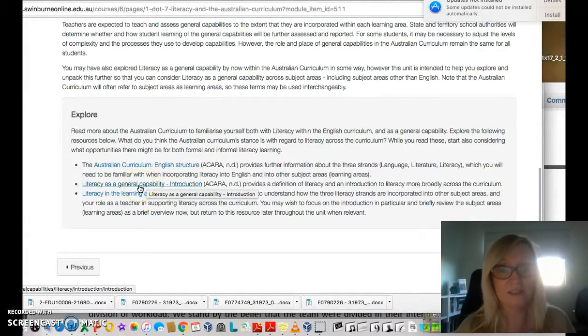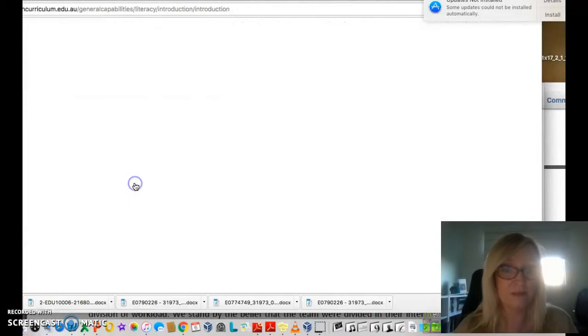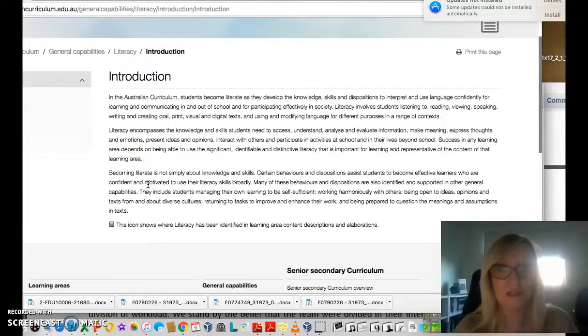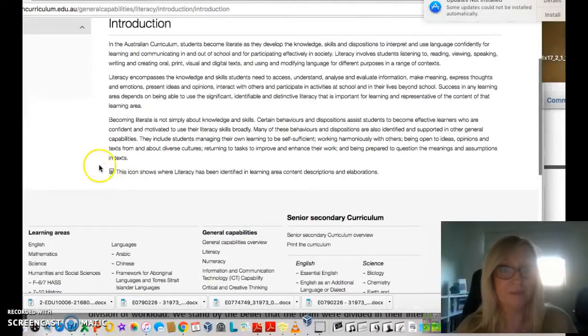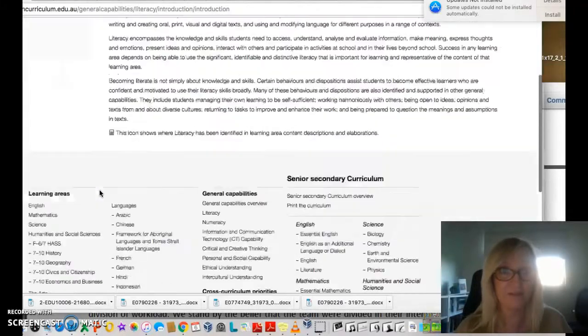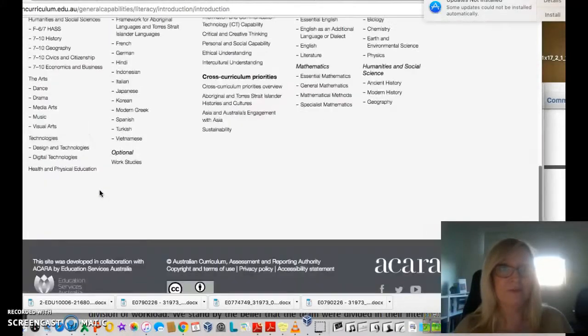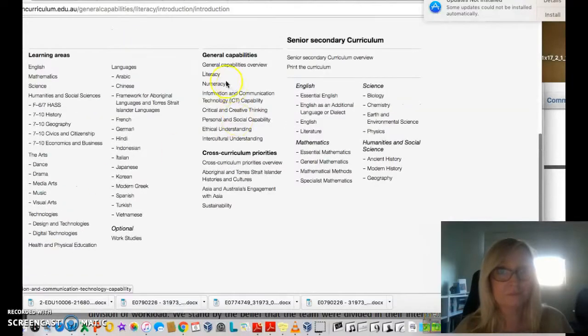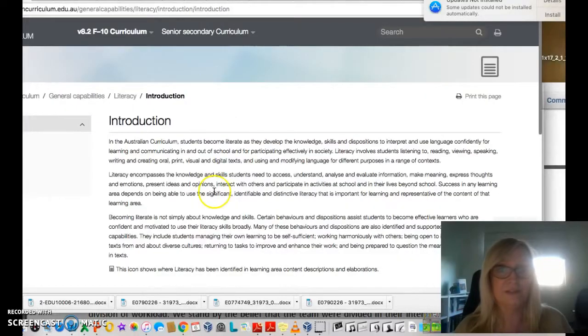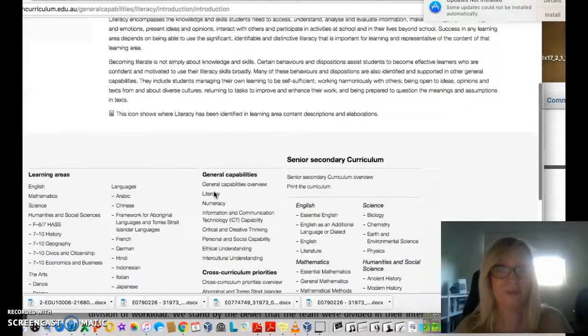Literacy is a general capability. Please go in there and have a look. And then literacy in the learning areas we'll have a look at in the next week or so. But this one is what I want you to have a bit of a discover through out the week. So we've got the introduction. This is the icon for literacy across the curriculum as a general capability, so you'll get to know that really well. How it looks within the learning areas. Here it is here, literacy as a general capability. Here's your introduction, have a read through that section.